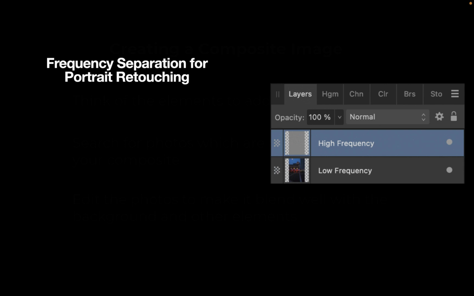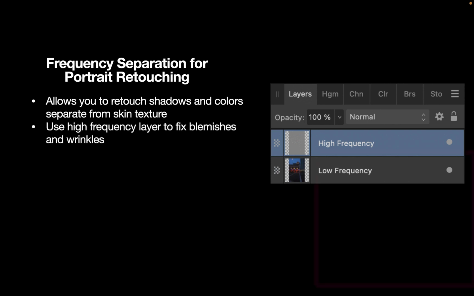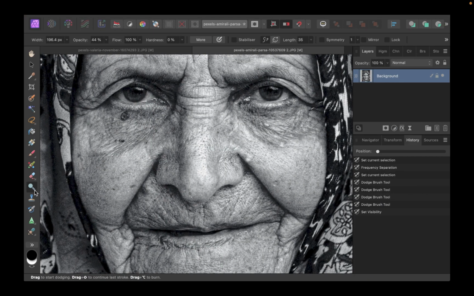The reason it is used for portrait retouching is it allows you to retouch shadows and colors separately from skin texture and vice versa. You use the high frequency layer to fix blemishes and wrinkles, while you use the low frequency layer to adjust color or lighten shadows. So let me illustrate this with an example.